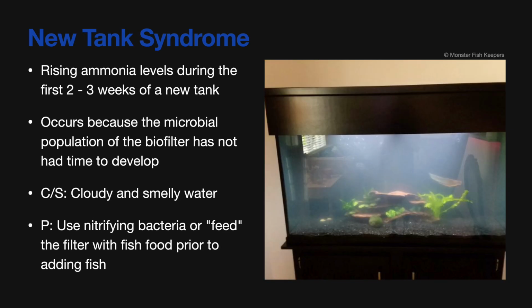New tank syndrome is when there are rising ammonia levels during the first 2 to 3 weeks after setting up a new tank. This occurs because the microbial population of the biofilter has not had adequate time to develop. This results in cloudy and smelly water. To help prevent this syndrome, you can use nitrifying bacteria or feed the filter with fish food prior to adding in the fish.